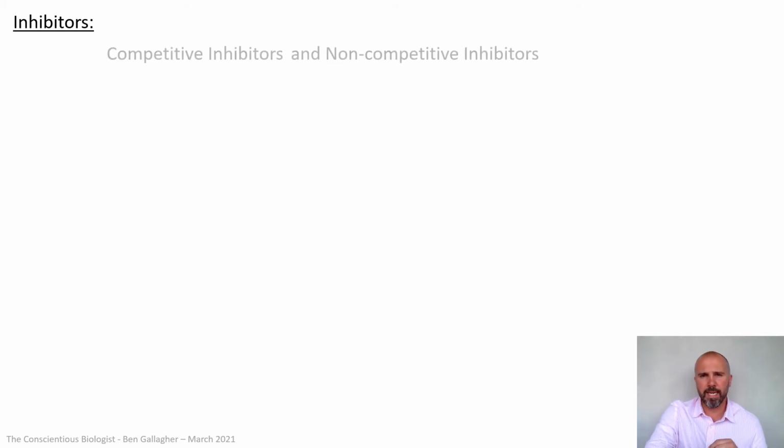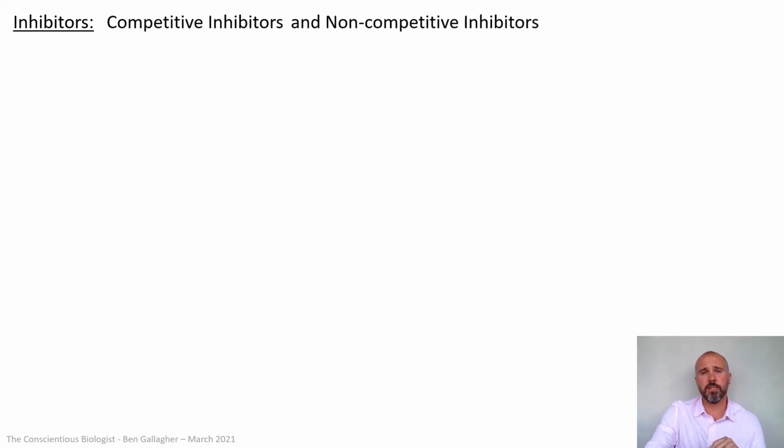Last one, let's talk about inhibitors now. So there's two types of inhibitors. There's competitive inhibitors and there's non-competitive inhibitors. The word to inhibit means to stop something from happening. So let's focus first just on competitive inhibitors.